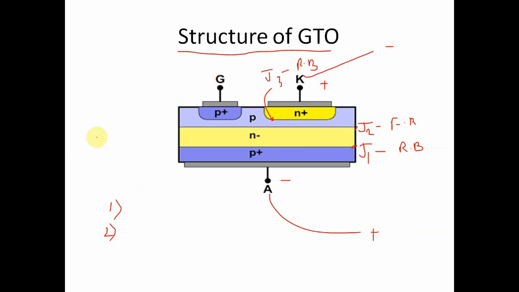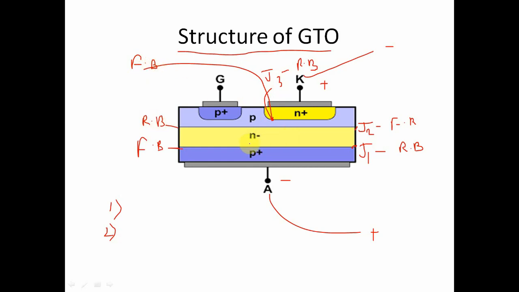So this is the junction J1. This junction J1 is forward biased. Why forward biased? Because this junction J1 is P plus N minus, and here the positive terminal of the battery is connected to the positive side. So junction J1 is forward biased, junction J2 is reverse biased, and junction J3 is also forward biased.